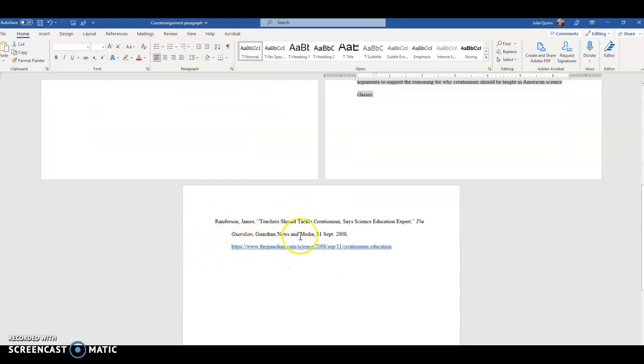The Randerson article, I wanted to show you the in-text citation. It's from The Guardian, which is a newspaper. It's perfectly fine to use news information to find opposing viewpoints, especially if you can't find much in the academic literature. Remember, The Guardian is a green space in the media bias chart, so it's a good, trustworthy source to use, and this is an appropriate place for it to appear.